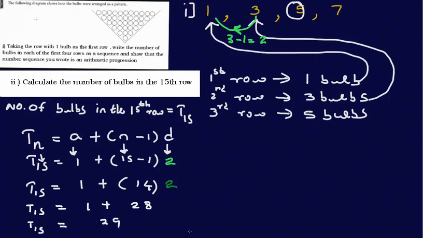So what does that mean? How many bulbs should be there in the 15th row? 29 bulbs. So you can write the answer as what? There are, or there should be 29 bulbs in the 15th row.